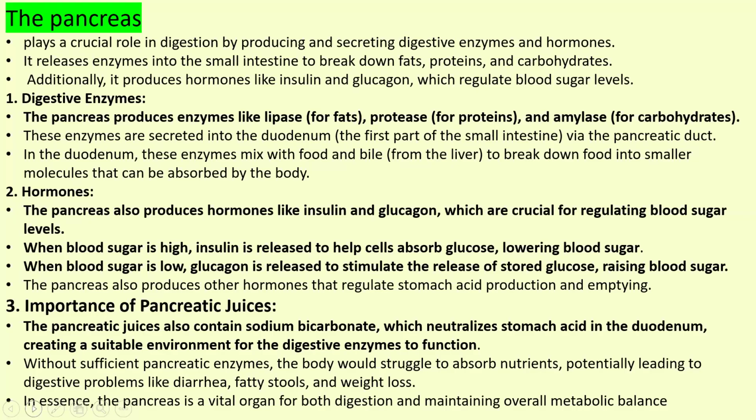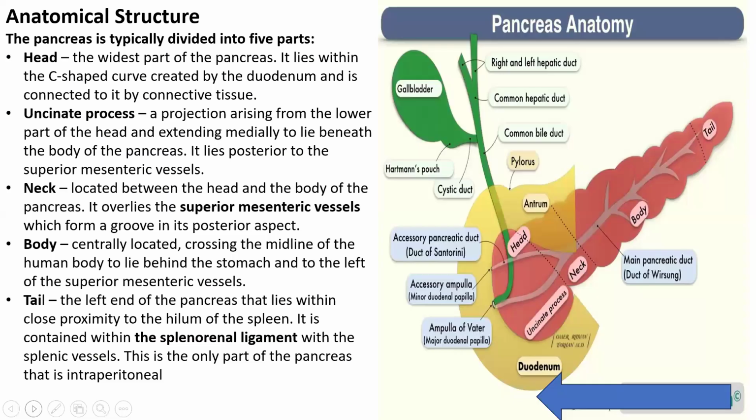The small intestine requires a basic, alkaline environment so that the enzymes will function and complete the digestion of food, whether it is fat, protein, or carbohydrate. If there are not sufficient pancreatic enzymes, the body would struggle to absorb nutrients, potentially leading to many digestive problems like diarrhea, fatty stools, and weight loss. So in essence, the pancreas is an important organ for both digestion and maintaining the overall metabolic balance of your body.